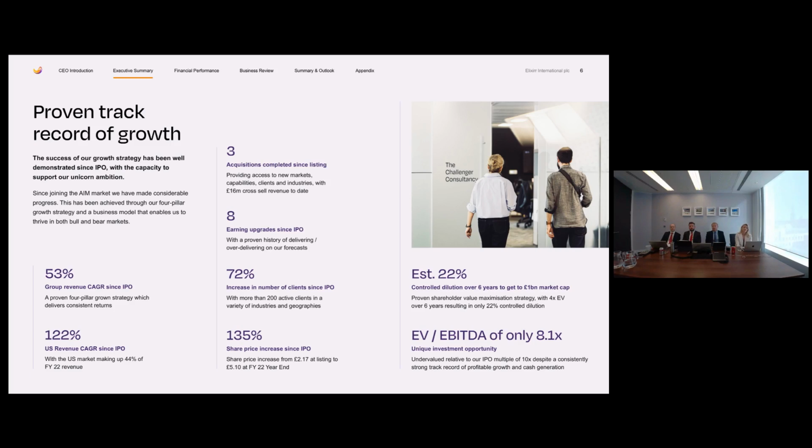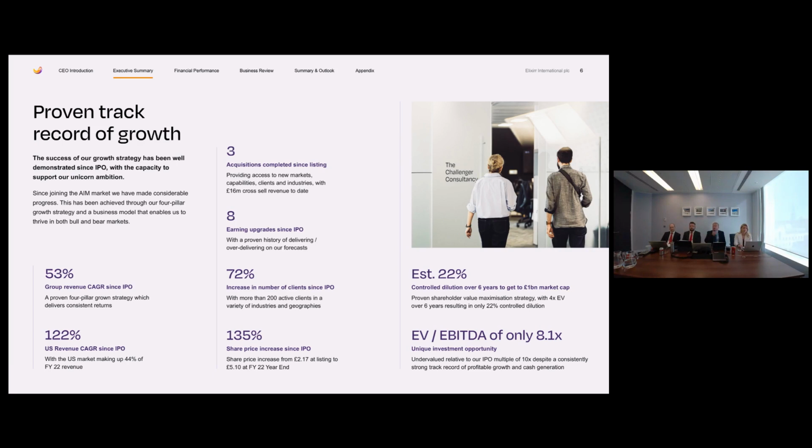Candidly, we're a little bit disappointed with that. If you look at the EV/EBITDA multiple, it's 8.1 times. We believe we're pretty undervalued relative to our IPO, where we were at 10 times. So we think we're pretty undervalued at this point, and hopefully these results will encourage the right sort of EV multiple to return.